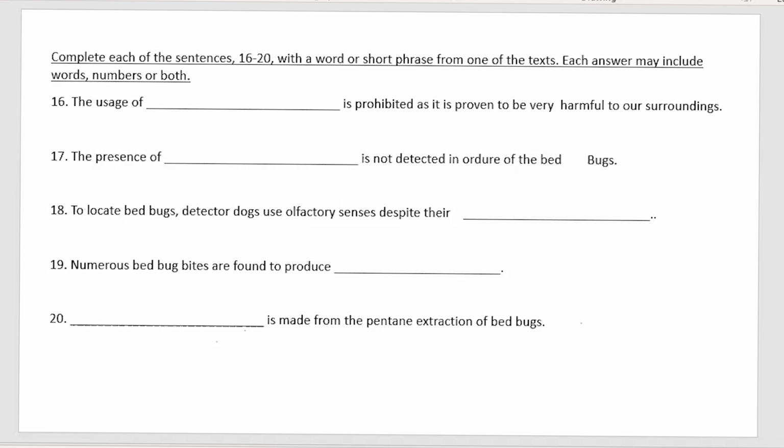Next, 16 to 20 questions is about completing each of the sentences with a word or short phrase from one of the text. Each answer may include words, numbers, or both. Question number 16. The usage of dash is prohibited as it is proven to be very harmful to our surroundings. Now, next, question number 17. The presence of dash is not detected in order of the bedbugs.